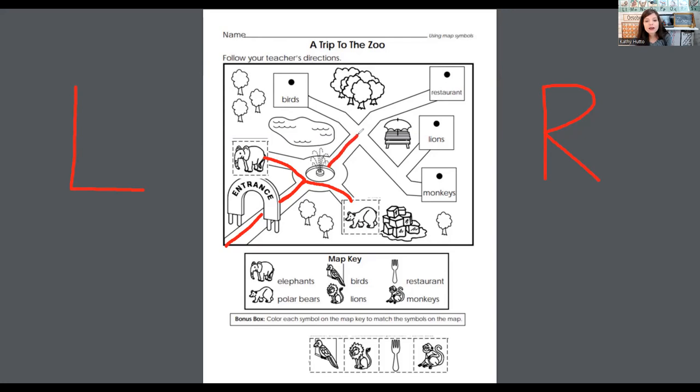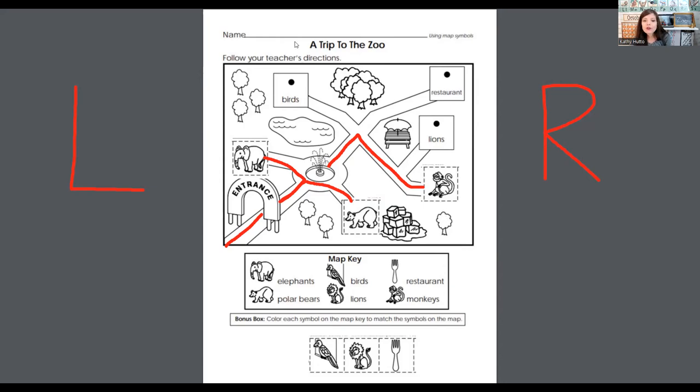All right, here I am at another place that has to have a decision made. Should I go to the right or the left? I think this time I'm going to go to the right. I want to see the monkeys. I'm going to go all the way down to the right, and I'm going to glue my monkeys right here. There's a tree beside this monkey. Monkeys like to climb in trees.